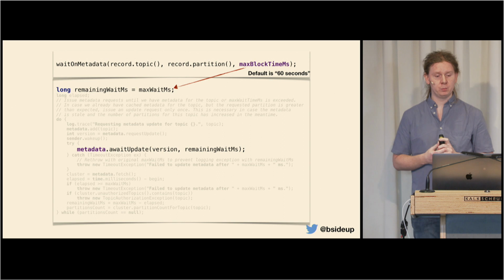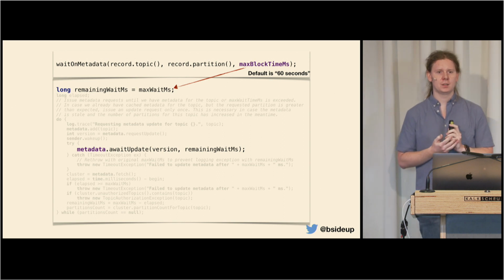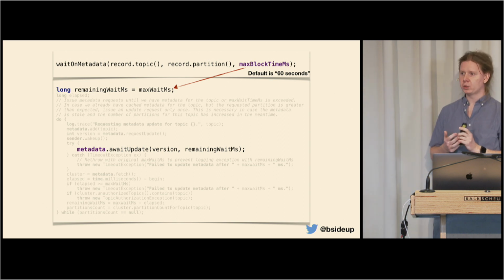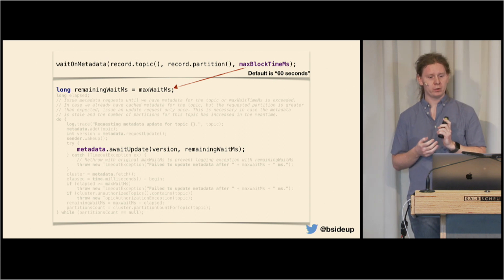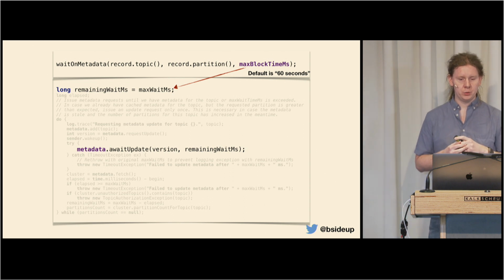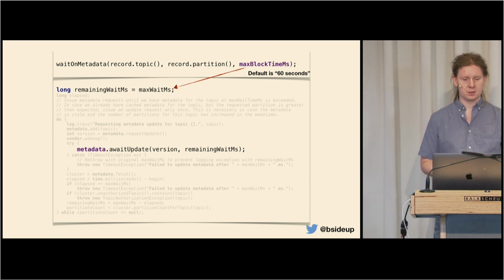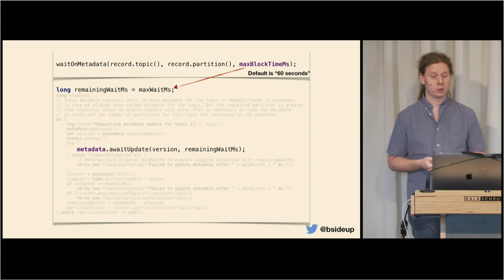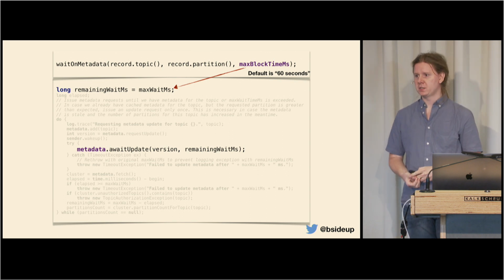And if we go into this implementation, then what makes me even more scared is that the algorithm will look something like this. Wait on metadata in send. Then we use max block time milliseconds when we call this method as an argument. It defaults to 60 seconds.